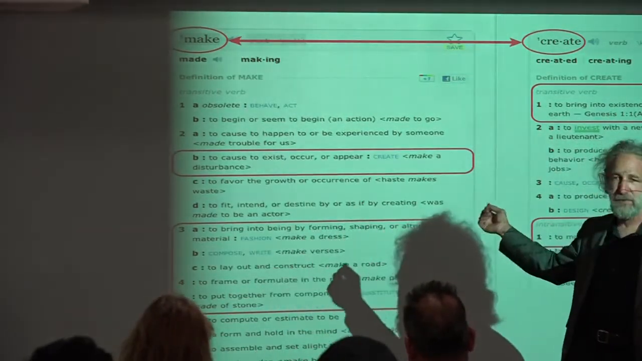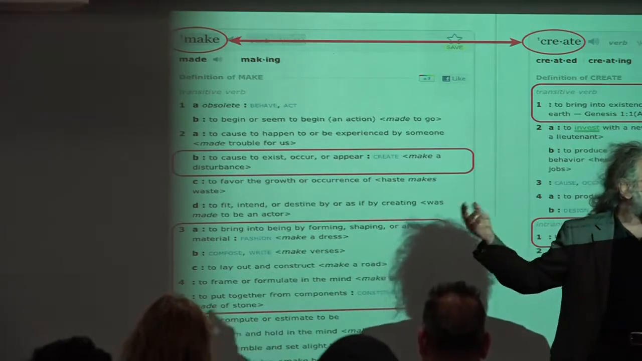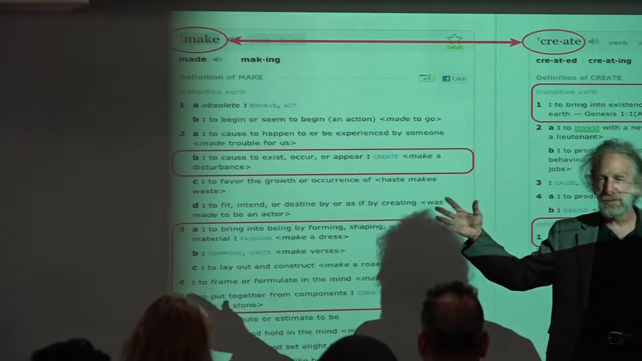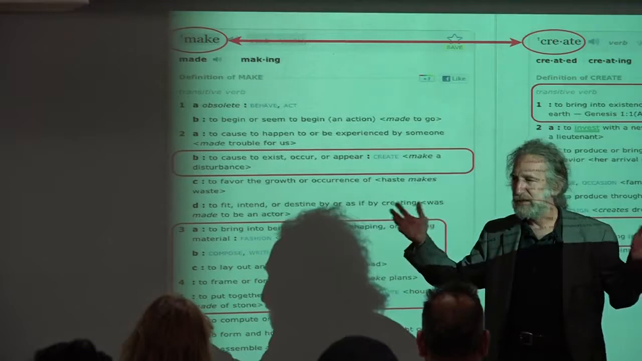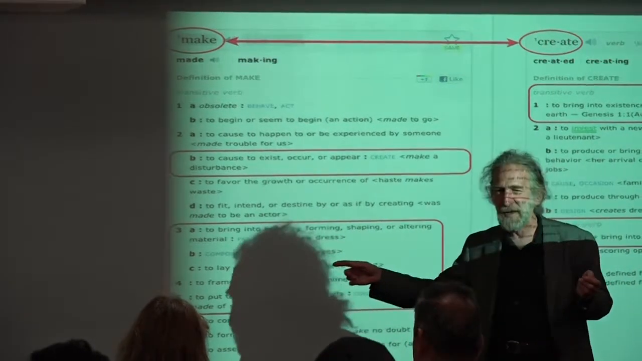All right, so we got making and creating. It turns out that they're very similar in meaning, although very different in population in the word, the connections of the words.